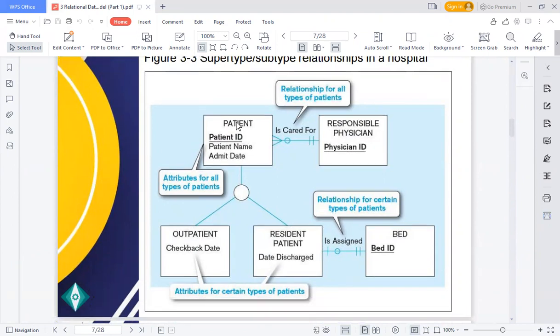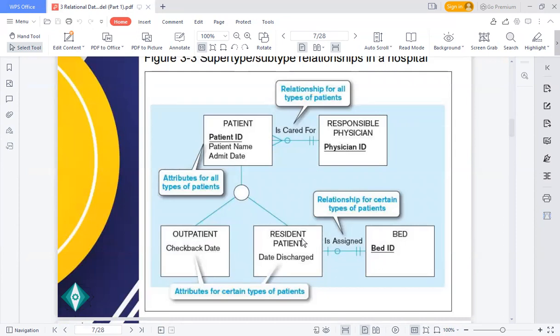So the supertype, which is the patient entity, has a relationship with an entity responsible physician. So this relationship between the entity responsible physician and patient will also be inherited by the subtypes. These subtypes are also part of the relationship between the supertype patient and responsible physician.